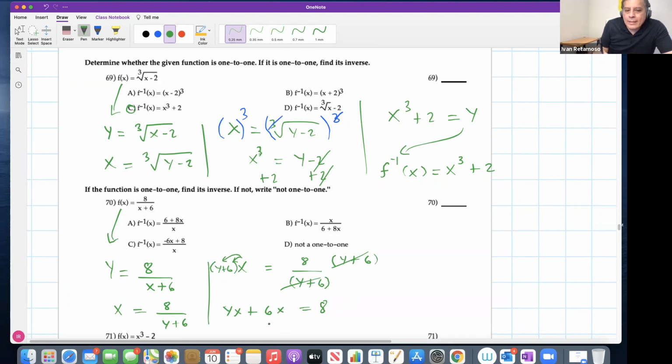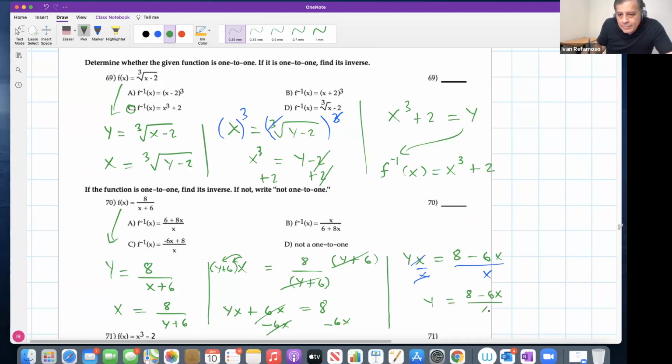Move this to the right side, or just subtract 6x on both sides, right? Equivalently, you will get y times x equals 8 minus 6x, correct? Now, to get y by itself, not hard to see, you have to divide both sides of this equation by x. Whatever this quantity is, you divide both sides of the equation by it. So y equals 8 minus 6x over x.